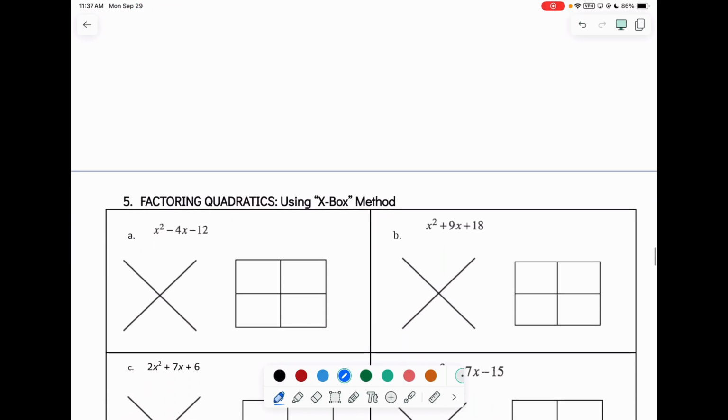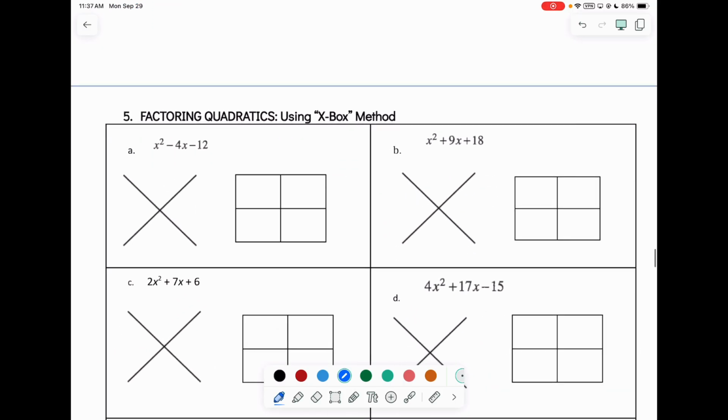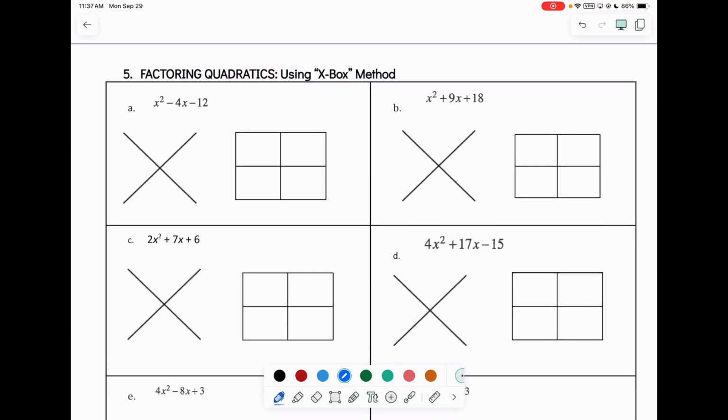But what I needed to get to today was this, number 5, factoring quadratics using the Xbox method. This is what I call Xbox. I've been teaching for, oh my gosh, how long? 18 years now? And I've been using this since my second year. And so far, there's not a single math teacher who doesn't use this, okay? So you do this. You guys, I'm not done.